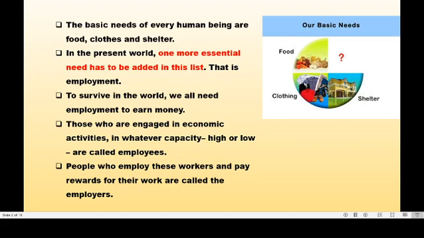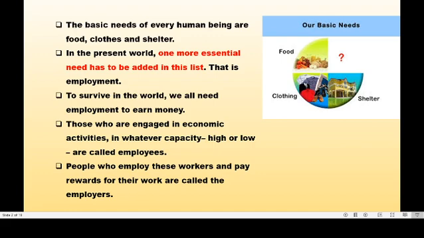So that is why I am questioning you, that employment is more essential to life in this present world. To survive in this world, we should have an employment, or we should engage in some employment activities to earn money. Without money you can't buy anything. Clear, my dear students? The person who is employed is known as an employee.